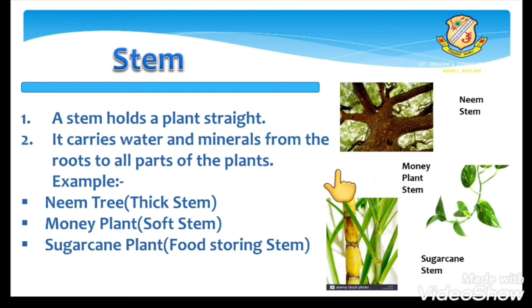Now the third one is the sugarcane. The sugarcane plant's stem is called a food storing stem because the sugarcane stem stores food inside it. So this stem is called a food storing stem.